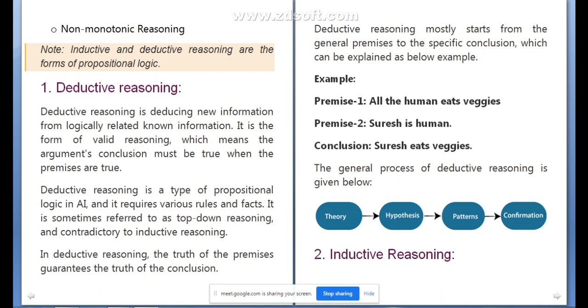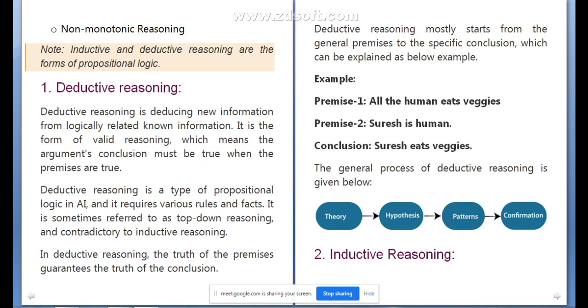So if you have the reasoning, for example, premise one, that is all the humans eat veggies, and premise two, Suresh is a human. So conclusion, Suresh eats veggies. So this is the example of deductive reasoning. Premise क्या था, statement क्या था, all the humans eat vegetables, and second premise, that is Suresh is a human. So conclusion क्या निकाला हमने from this particular logic, Suresh eats vegetables or veggies, right?